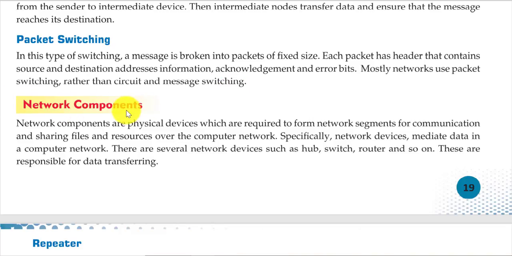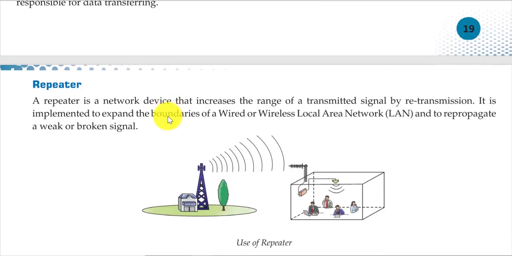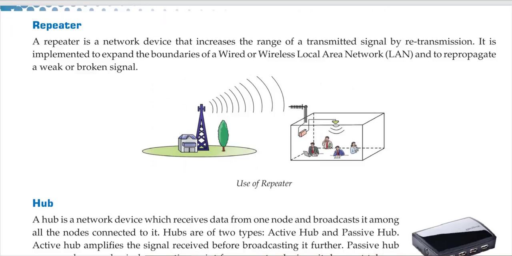Network components. These are the physical devices used in networking. First is repeater. As the name implies, a repeater is a network device that increases the range of a transmitted signal by retransmission.